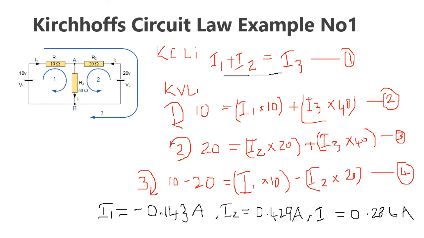One thing you can notice here is that I1 is minus, which means the direction I had taken for it was wrong. In this direction we got the minus result. Therefore in reality I1 is going in the opposite direction of the one we have taken. So I1 will flow in the opposite direction.